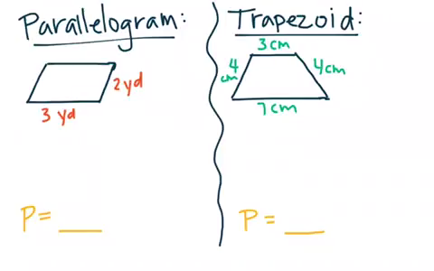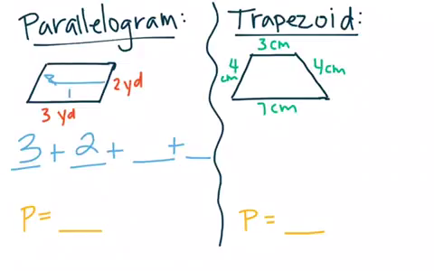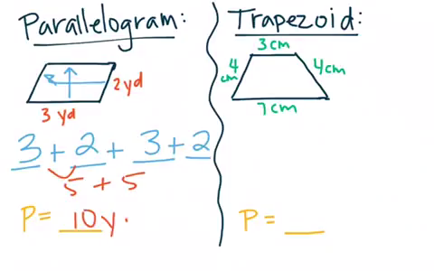So same thing for a parallelogram. We have 4 sides on our parallelogram. So in order to find the perimeter, we're going to add 4 numbers together. Notice we have a 3 and a 2, and then opposite sides are equal on parallelograms, so we'll have another 3 and another 2. So 5 plus 5 would be 10 yards. Adding up all the sides.